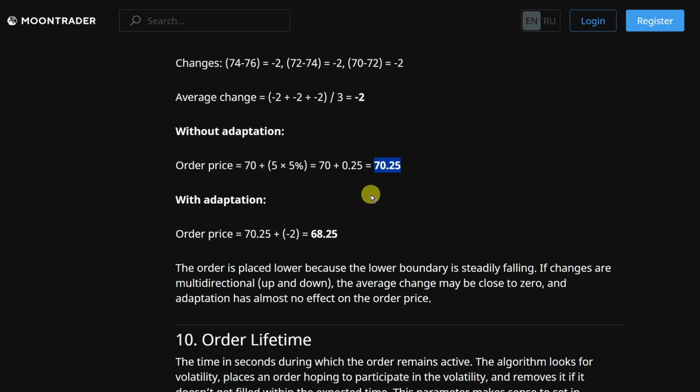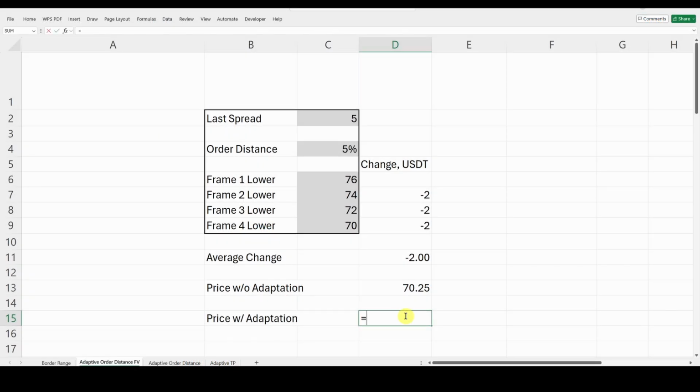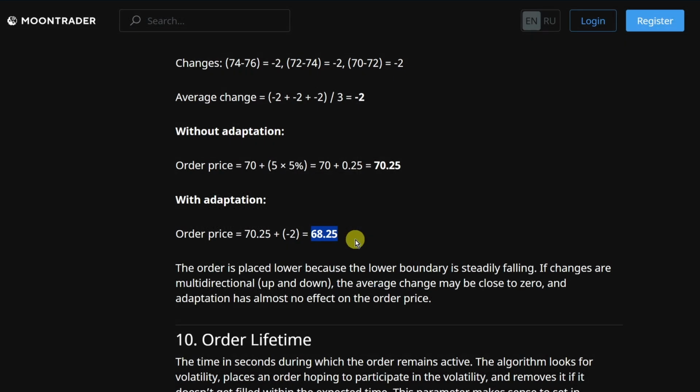Clear so far? Now, the next step is to calculate the price value with adaptation. So, to the order price above, we add the average change across frames. Since that change was negative, the order price goes lower to 68.25. Done, we have a match.